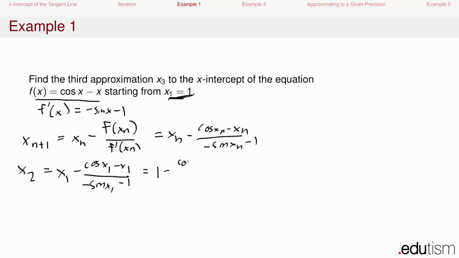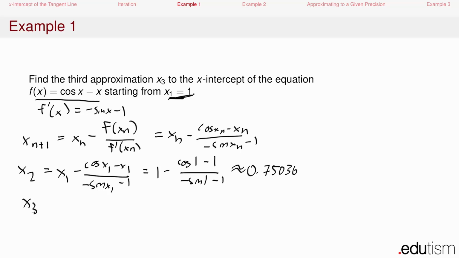We get 1 minus cos 1 minus 1 over negative sine 1 minus 1. This gives you a number that's approximately 0.75036. It's got more decimal places. I'm going to cut them off just to save space on the page. Okay, we've got our x2. It's going to be a better approximation to the x-intercept of this function.